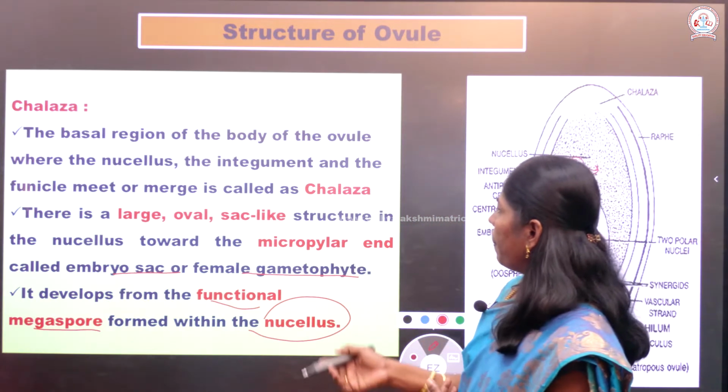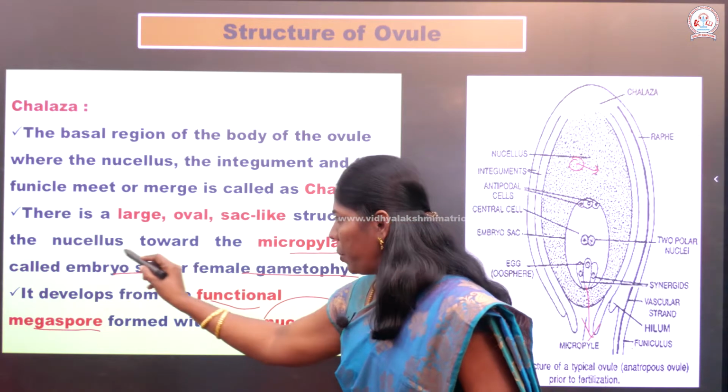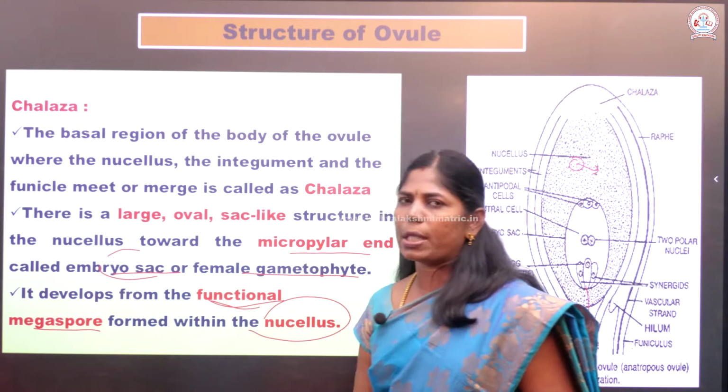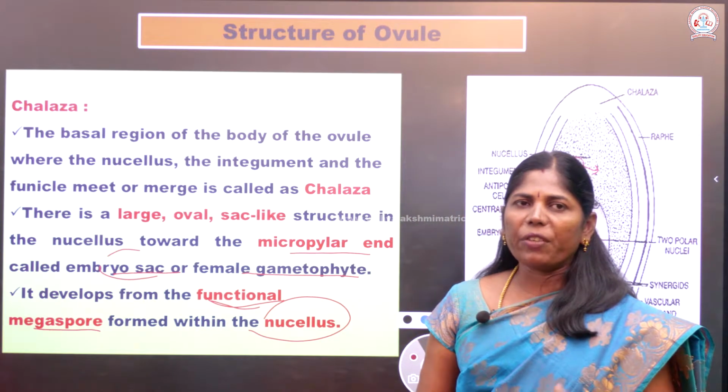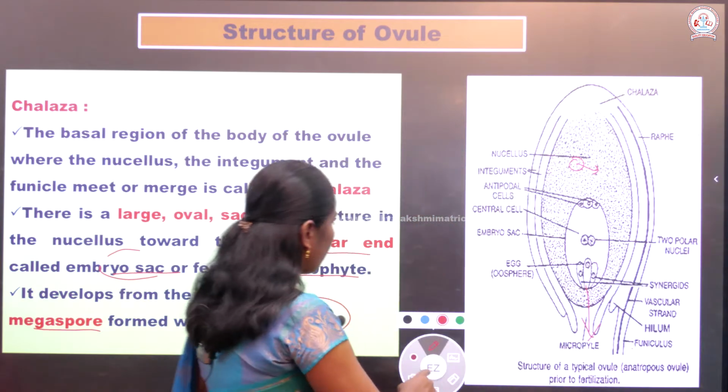Okay, so the embryo sac towards the micropylar end is called the embryo sac. That embryo sac develops from here, from the functional megaspore. Where is the functional megaspore? The functional megaspores are within the nucellus.